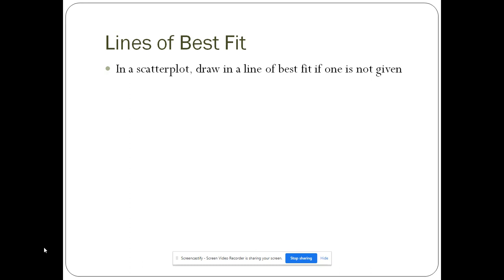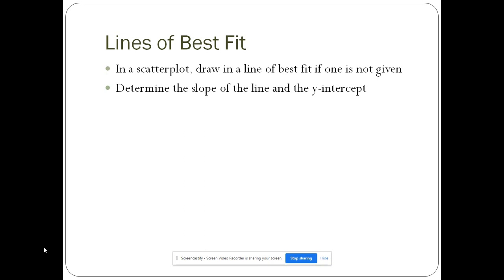Generally, when you draw in a line of best fit, as the name suggests, you want to be able to draw a line that best represents all the data in your scatter plot. So one rule of thumb is to try to draw your line such that it has the same number of points both above and below that line.